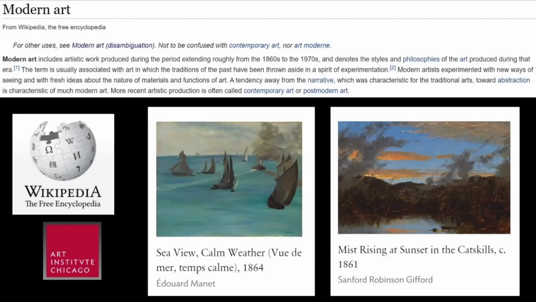First, I'm using images and paintings that can be found at the Art Institute's online collection, and I'm also using Wikipedia and information from the Museum of Modern Art's website.